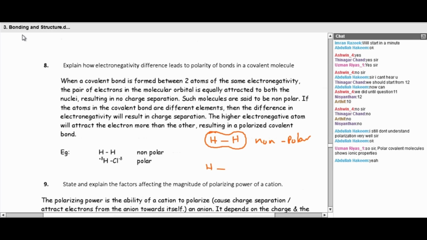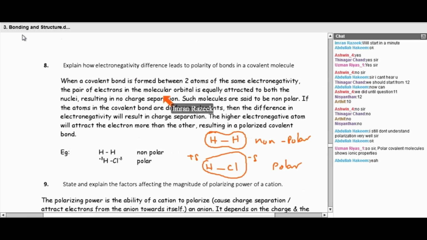But if it is a molecule like this, then it's a polar molecule, and the electron density will be more towards the negative, resulting in charge separation like this. So such a molecule is referred to as a polar molecule. Whenever there's a difference in electronegativity in a simple covalent molecule, that will give rise to polarization.